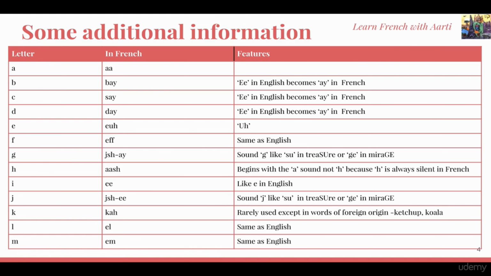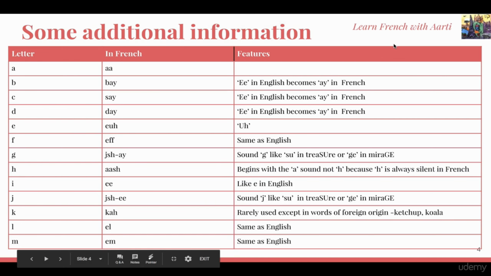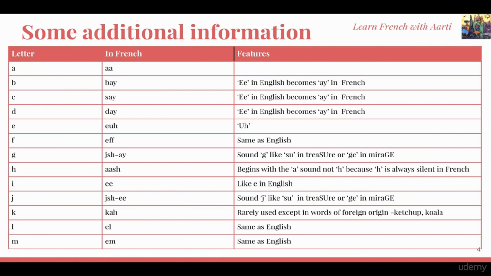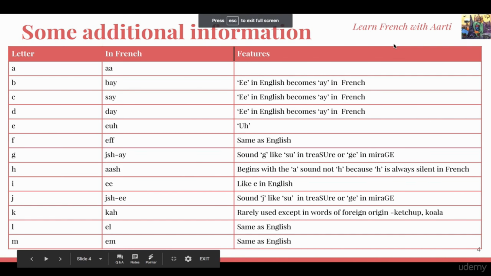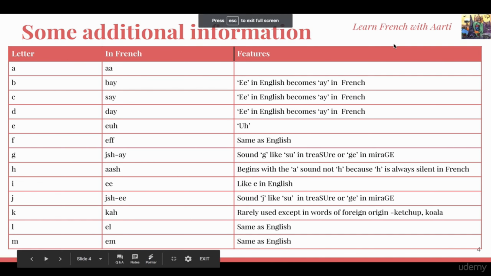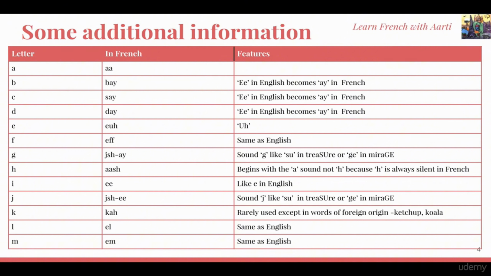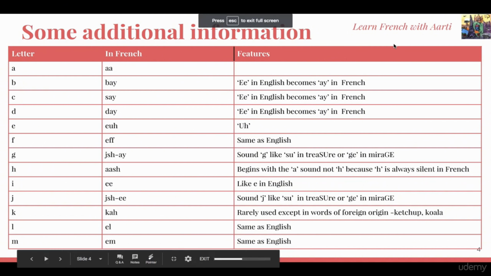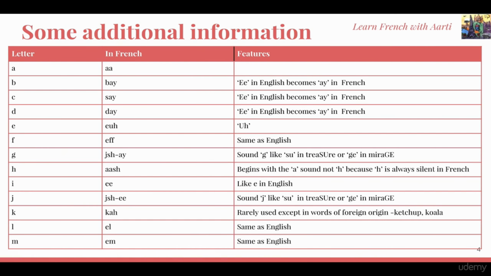G sounds like J, like in treasure or measure. H is ash. It begins with an A sound, ash, not H, because H is always silent in French. I is E, E in English. I sounds like E.